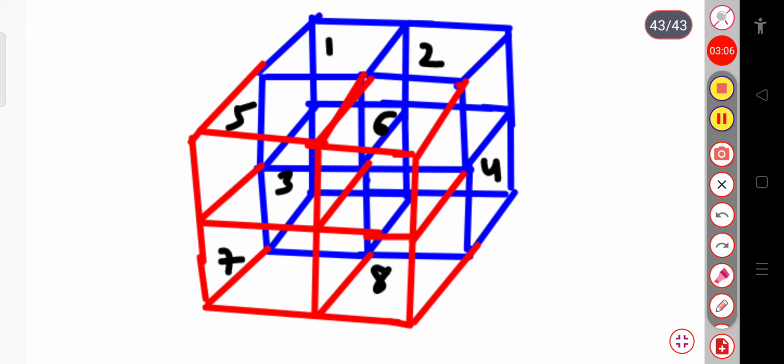This one is your fifth. Okay, let me clearly show you. This cube here represents the fifth cube, and similarly if I join this, this will represent the sixth cube, and similarly the 7th and 8th cube. Now we can see there are a total of 8 cubes present.